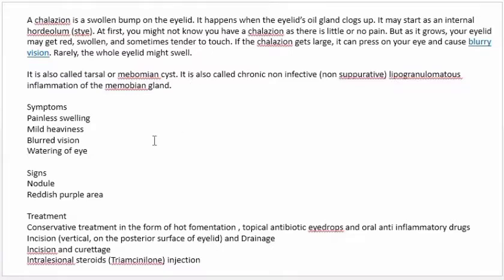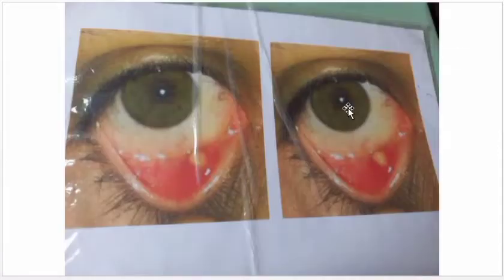Okay, so now let's go to question number 3, and this is this. I think most of you have totally guessed it. If you have studied chalazion, you will definitely know what this is. So let's see how many of you will be able to guess.